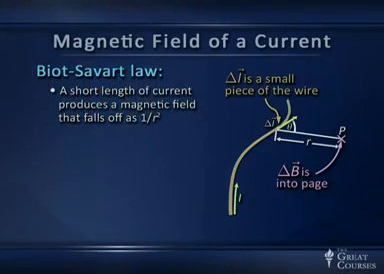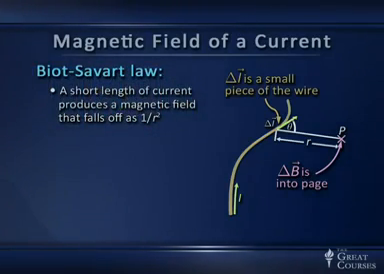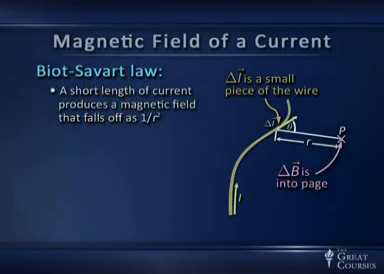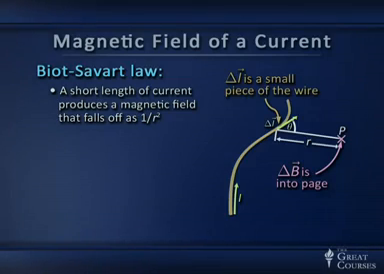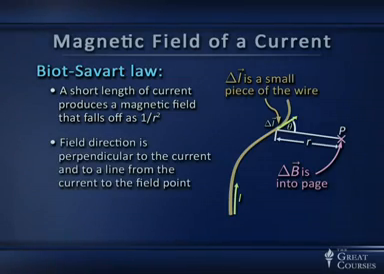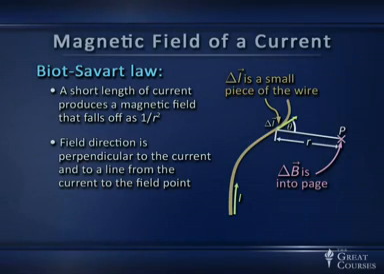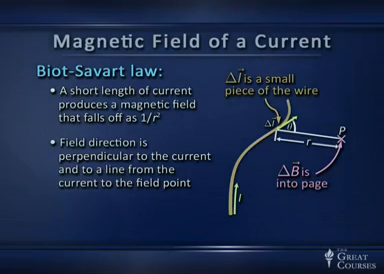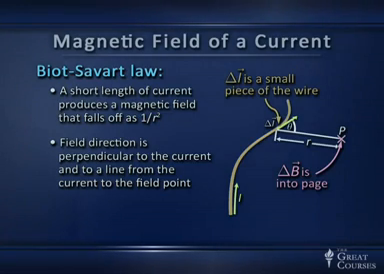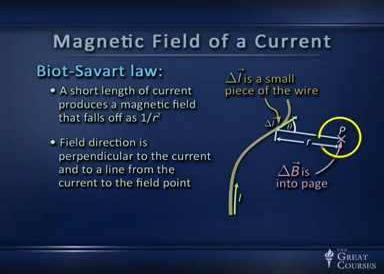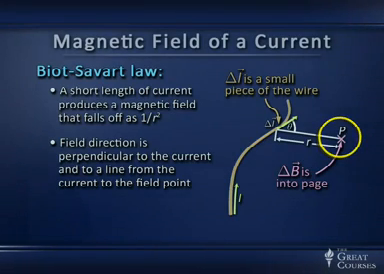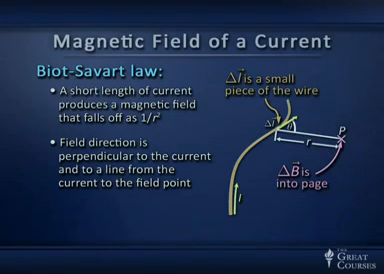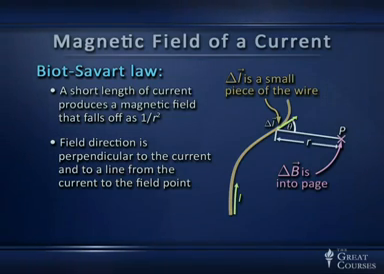It's called the Biot-Savart law, and it says a very short length of current produces a magnetic field that falls off as 1 over r squared, just like the electric field of a point charge does. The field direction is perpendicular to both the current and a line extending from the current to the point where I'm trying to evaluate the field. That gets kind of complicated, but it means out at my point P here, the magnetic field is pointing into the screen. So, as you've already seen with magnetism, there's this complicated three-dimensionality to it. But basically, this is the magnetic analog of Coulomb's law.